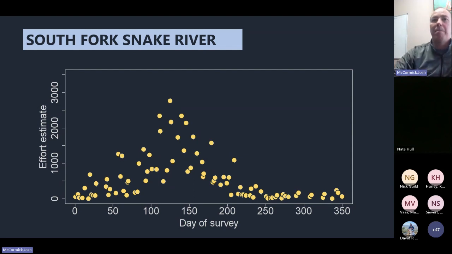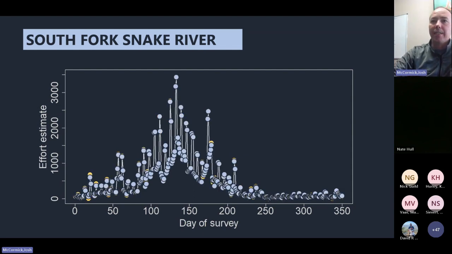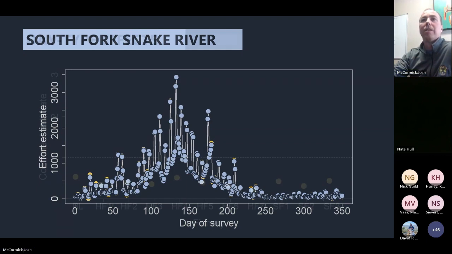And so we fit our state space model to these data, and you can see that our estimates line up pretty well with our design-based estimators. So this gives us some indication that the model is working. And you can also see those peaks and valleys, and that's when we switch from weekends to weekdays and vice versa. And so this looks pretty similar to our census effort that we had at Cascade Reservoir.